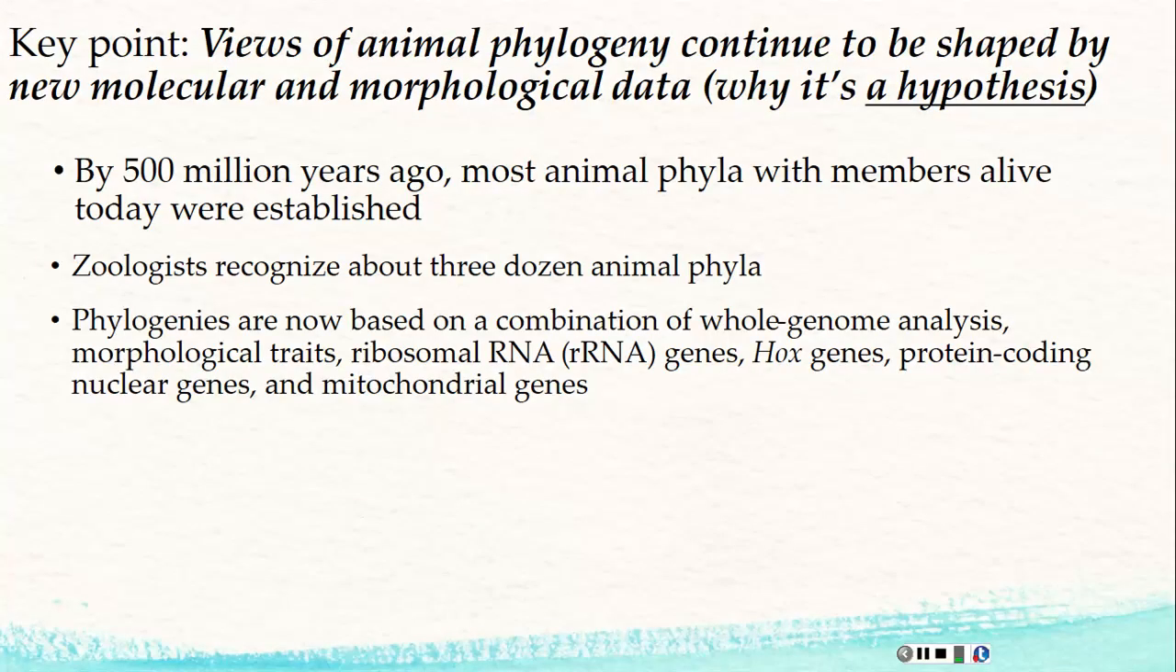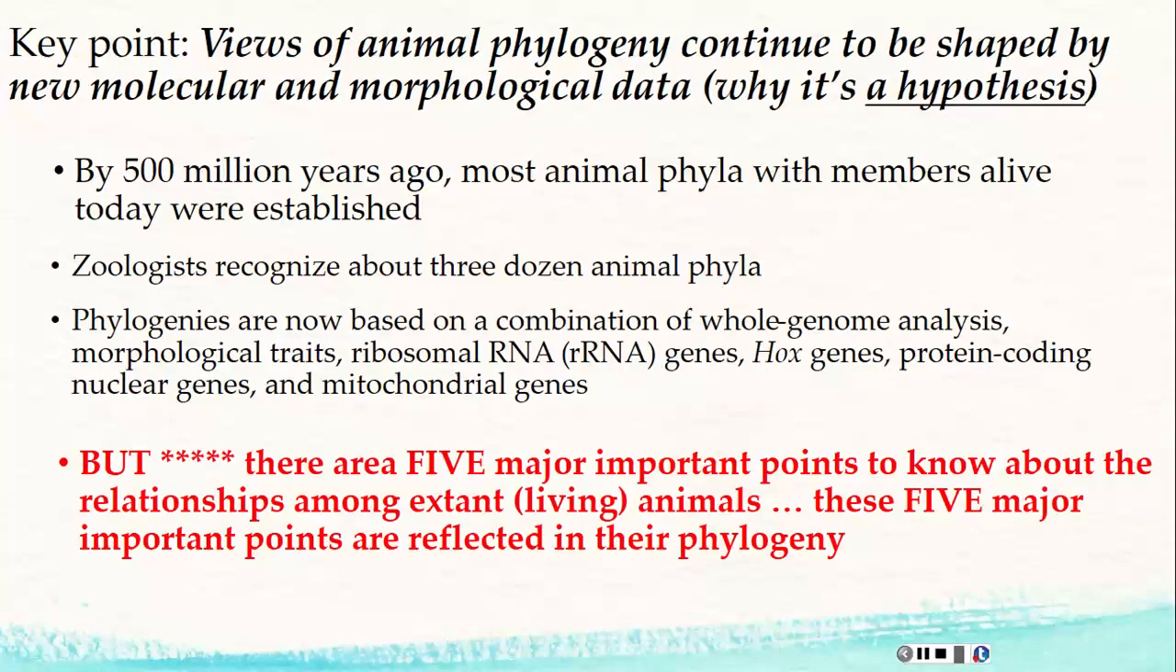Okay. Again, just kind of a reminder, most animal phyla with members alive today were established, it's estimated, about 500 million years ago. There are about 3 dozen animal phyla that are recognized. And again, phylogenies are now based on the combination of whole genome analysis, which includes morphological traits, rRNA genes, those Hox genes, protein coding genes, and mitochondrial genes as well.